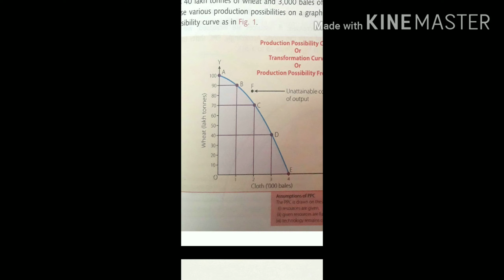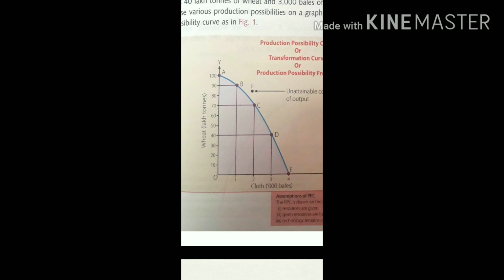So see that when we are decreasing the production of one product, wheat, from 100 to 90, 90 to 70, 70 to 40, 40 to 0, it means that when we decrease one, the other is increasing in the same way, 1 to 2 to 3 to 4.